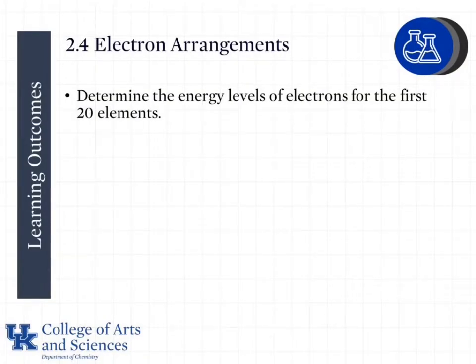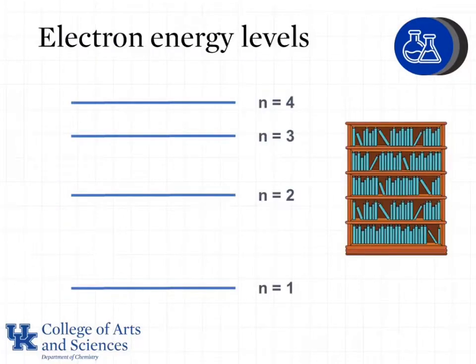In this lesson, we're going to look at electron arrangements and learn to determine the energy levels of electrons for elements. If you took another chemistry class, you may have done electron configurations. You can think of this as a simplified version of electron configurations. So for electron energy levels, we're going to look at 4 levels because we're not going to look at the entire periodic table. We're only going to go up to the first 20 elements.